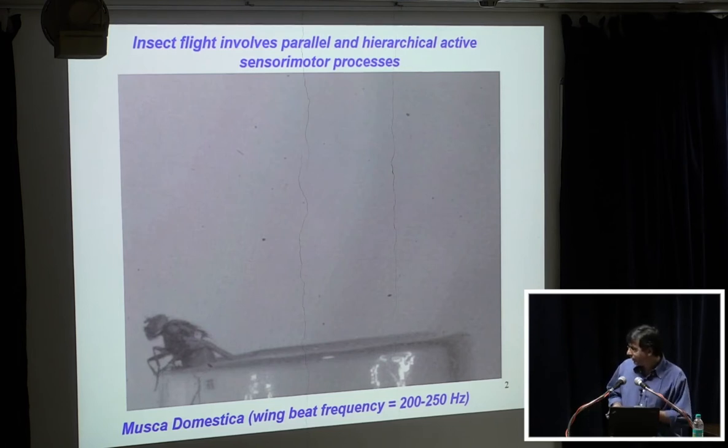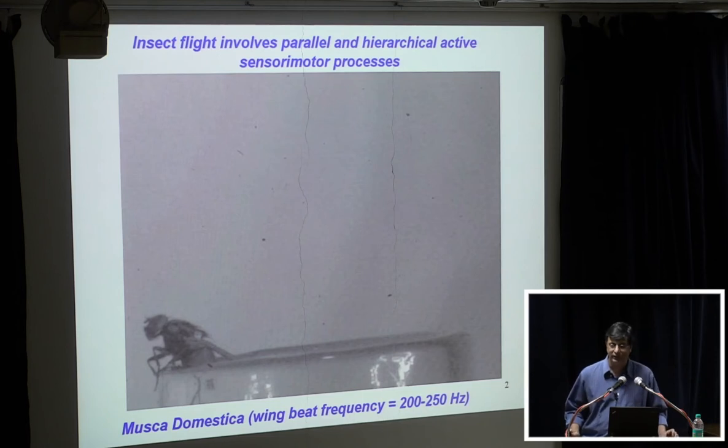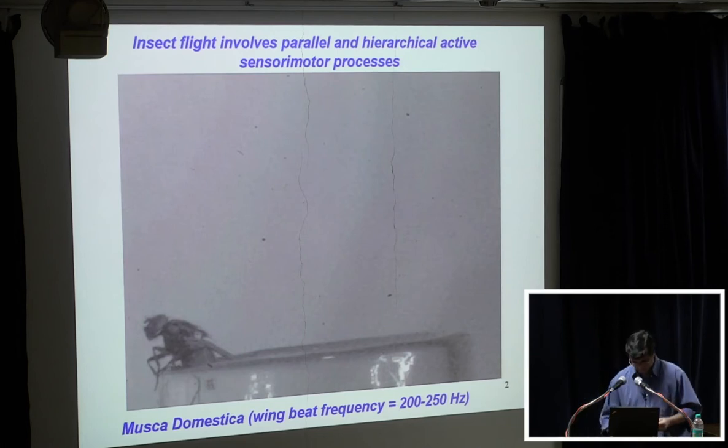The two behaviors that I've chosen to show you are both very mundane. One involves looking at a fly as it takes off. You've seen that all the time. Another involves the fly as it lands. I want you to pay attention to just how exquisite both of these things are. Just some quick facts: this is a housefly, Musca domestica, and it flaps its wings between 200 and 250 times a second. That's about 4 milliseconds per stroke. Just keep that number in mind as we watch these two movies.